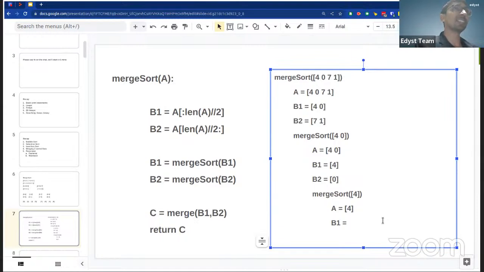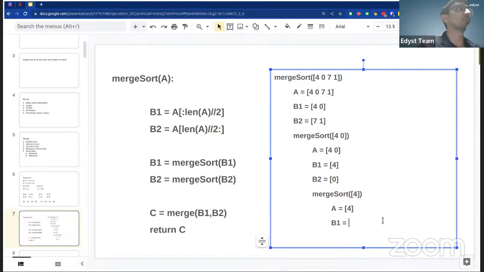Len of A divided by 2 is? You all forgot complete Python. If I do double divide by 2, will I get a decimal ever? Never, no? Then 0. Right? First day of your college, we discuss this. Everybody's mind is on fresher tomorrow.